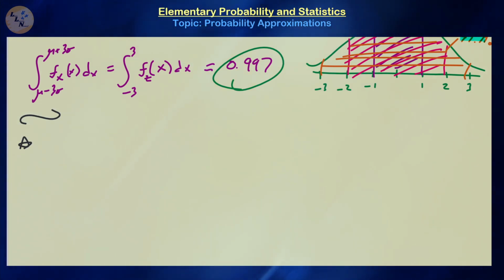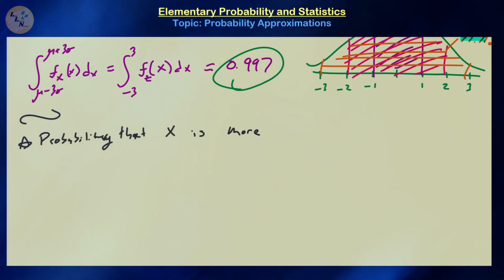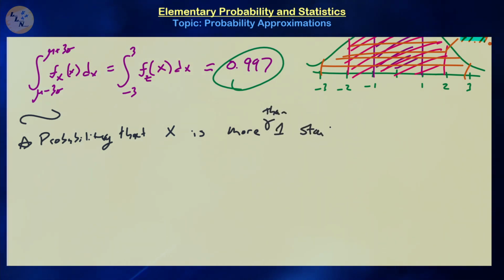So let's assume that we want the probability that x is more than, so not within one standard deviation, but more than one standard deviation from the mean, right? Let's assume we want this particular property.